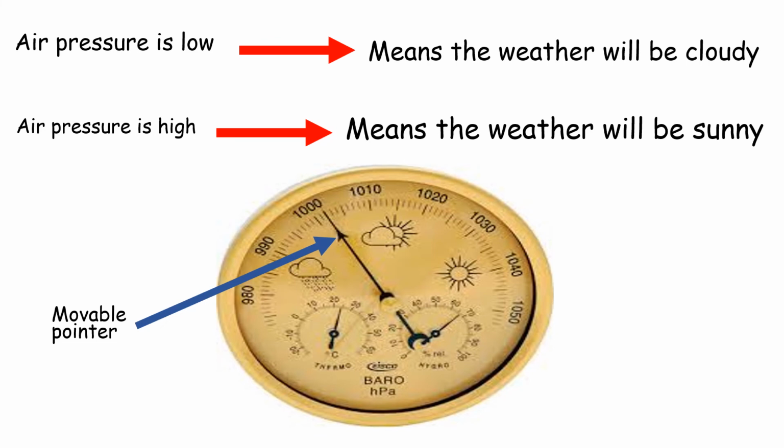When the movable pointer moves here, between 1000 and 1010, that means the air pressure is low. That is why here they drew what? Rainy. Because I said when the air pressure is low, the weather will be cloudy. But if the movable pointer moves between, for example, 1040 or 1050, it will be what? It will be sunny. That means the air pressure is high.